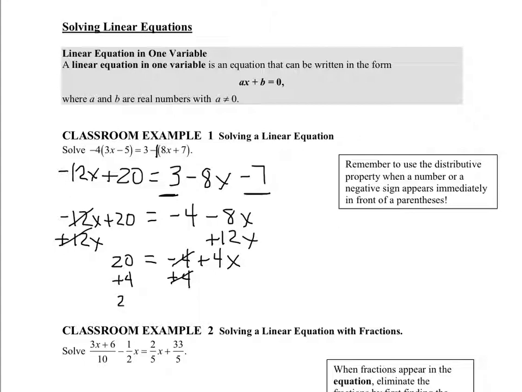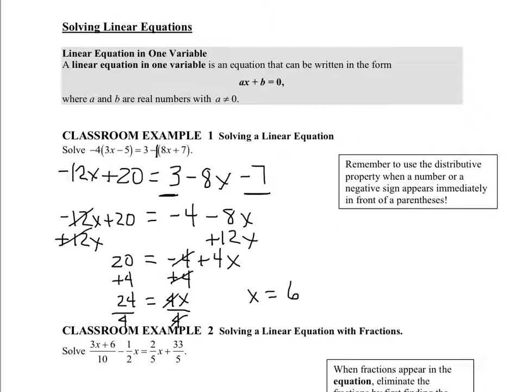I now have 24 on the left equals 4x on the right. We're very close to solving for x. In order to get the x isolated, to get the x by itself, it has a 4 in front of it. Remember, if it's right in front of the variable, it means they're being multiplied together. It means 4 times x. What undoes multiplication? Division does. So if I divide both sides by 4, I now have my solution, x equals 6.